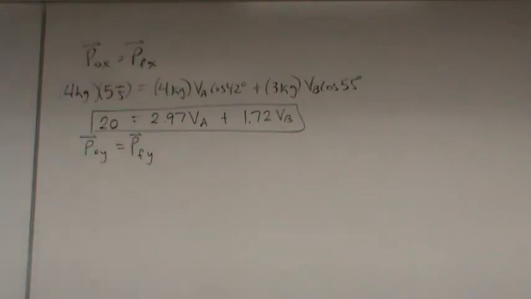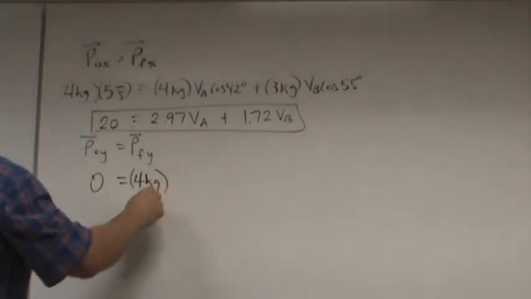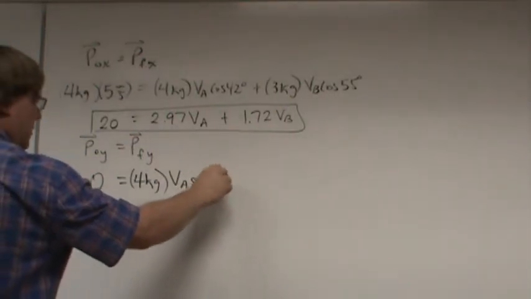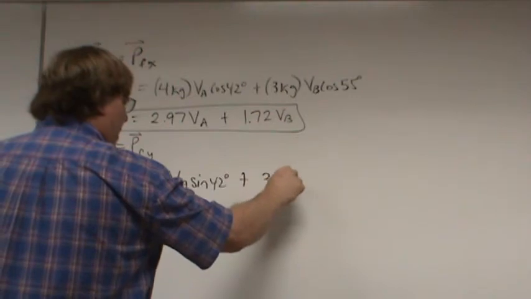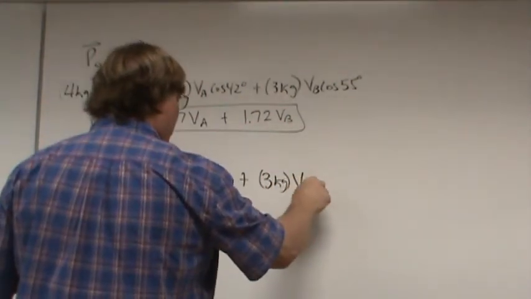My initial momentum in the y direction is 0. Neither of these balls or pucks or whatever are moving in the y direction, so their initial momentum is 0. After the collision, I got the 4 kilogram puck moving at VA sine of 42 degrees, and I got the 3 kilogram puck moving at VB sine 55.